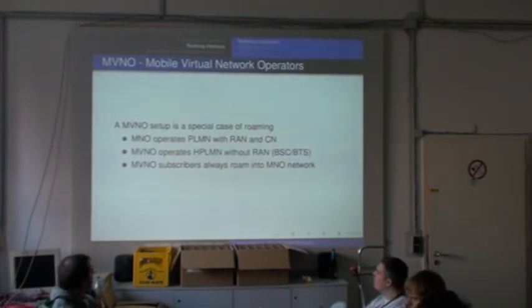So you have an MVNO that only has a core network but no radio access network, and you have the MNO, the real operator, which has a core network and radio access network. So all the subscribers then sort of roam in the MNO network technically. So it's just like the regular roaming case. There's nothing really special about the MVNO.